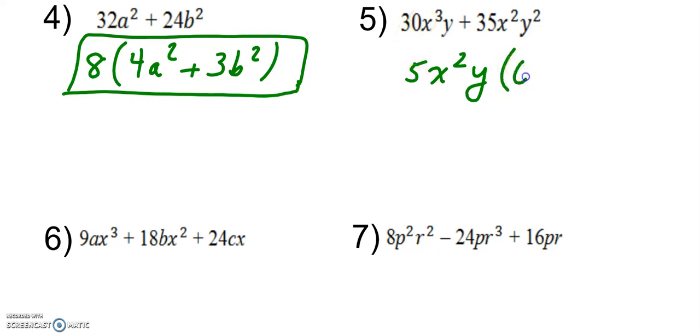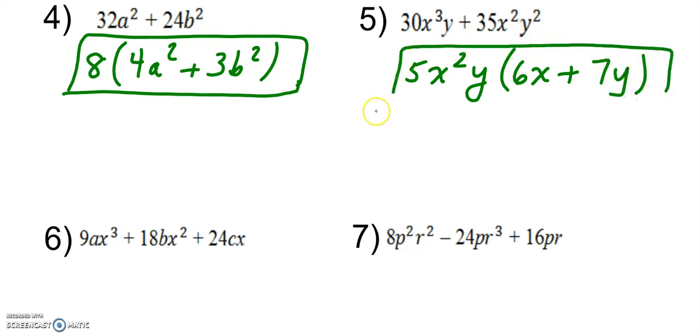5 goes into 30 6 times. X squared, if there's 2 x's here and 3 here, I'm left with 1. If I take 1 y out of a y, that's gone. 5 out of 35 is 7. X squared out of x squared is gone. Y out of y squared gives me a single y left over. So this would be my answer for 5. And so again, it really is the distributive property backwards, because you created something that did not have a parenthesis to creating something that looks like the distributive property originally.